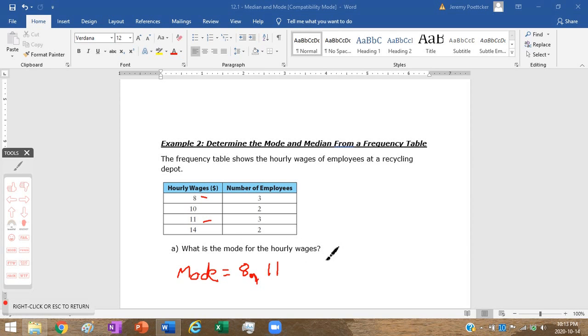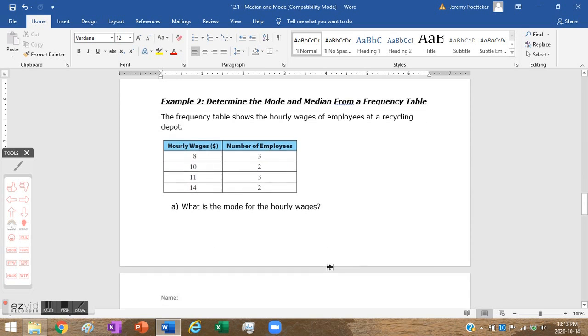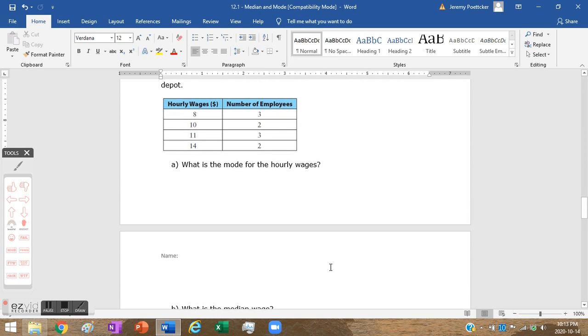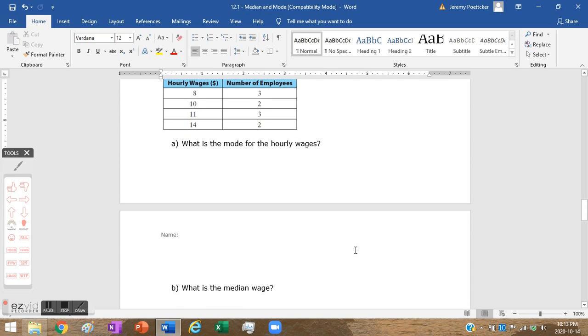Finding the median, if I was asked to do that from this one here, little bit trickier. All right. Here it's probably going to be easiest to actually write them out in order. Okay.